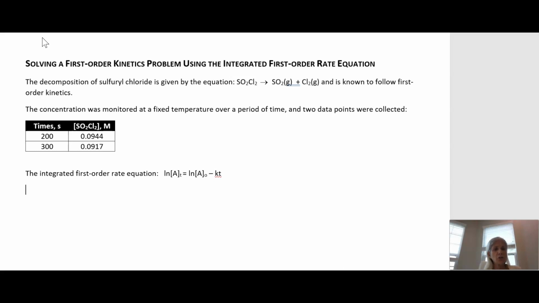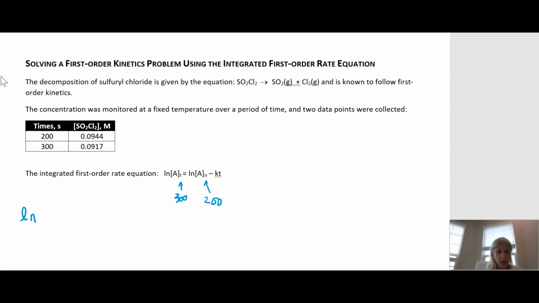An experiment was done and the concentration was monitored at a given temperature over a period of time, and 2 data points were collected. We're going to use these data to solve for k. So we have 2 times, 200 seconds and 300 seconds, and we have the concentrations at each of those times. This time right here will be at 300 seconds. We'll say that the original time is 200 seconds, so we can solve for k.